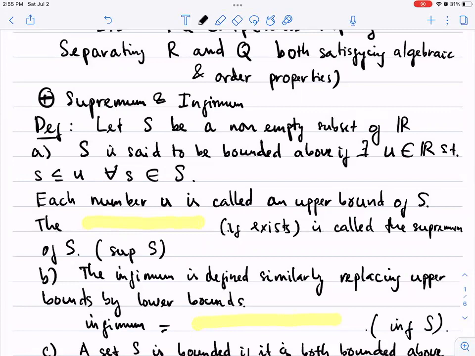A priori, a set might have several upper bounds. The least upper bound, if it exists, is called the supremum. So the supremum is the smallest upper bound.